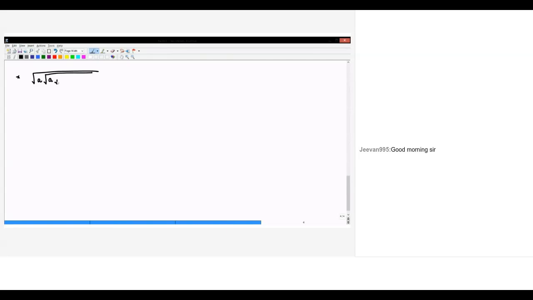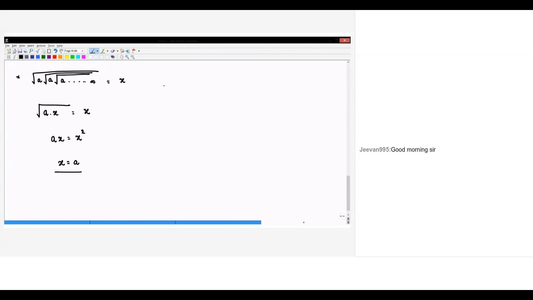Root of a, root of a, root of a. A into x, x square on both sides. A into a is equal to a into x equal to x square. Therefore, x is equal to a only.